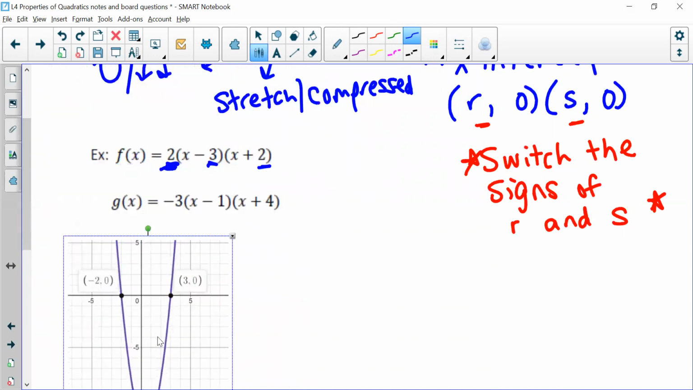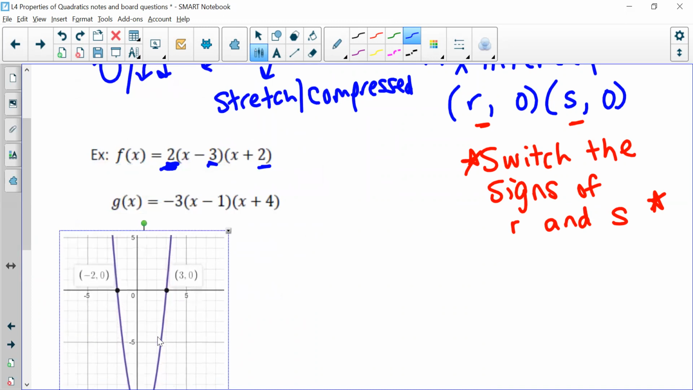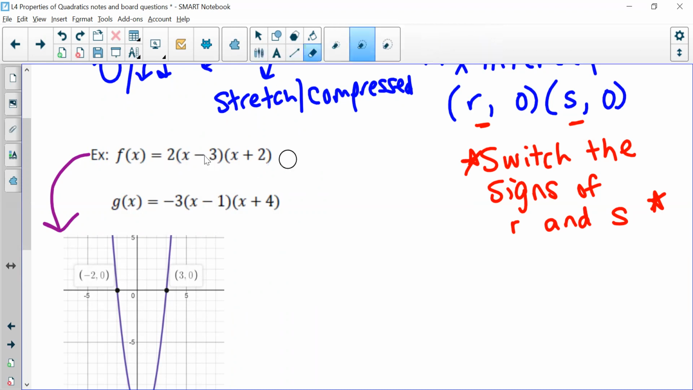All right, the second equation is -3(x - 1)(x + 4). What do we know about this parabola? It opens down. Yeah, opens down is fine. In math words, it's called reflected about the x-axis, but you can just say it opens down. So it definitely opens down. What else do we know about it?